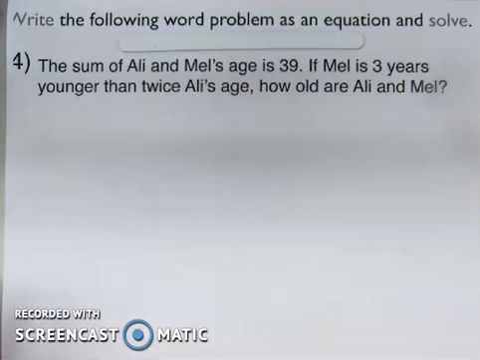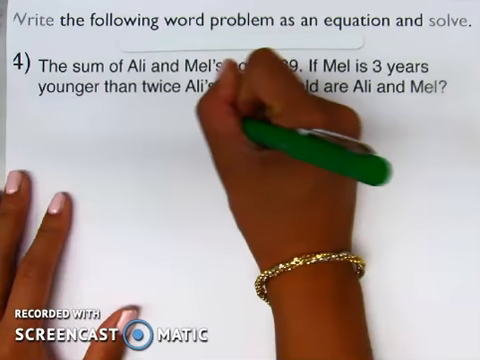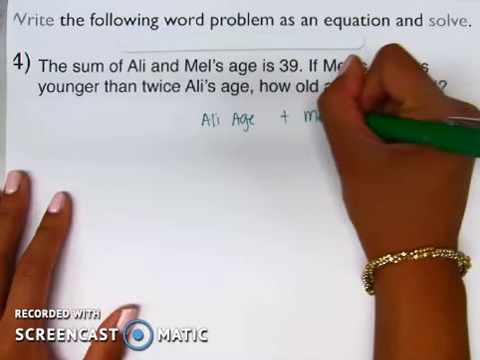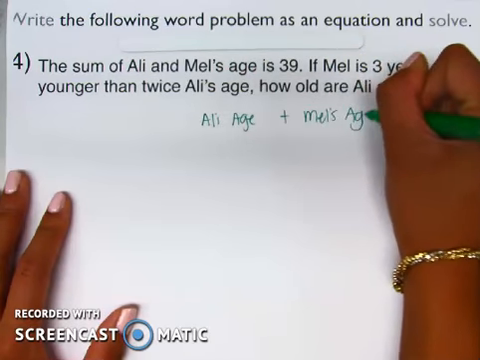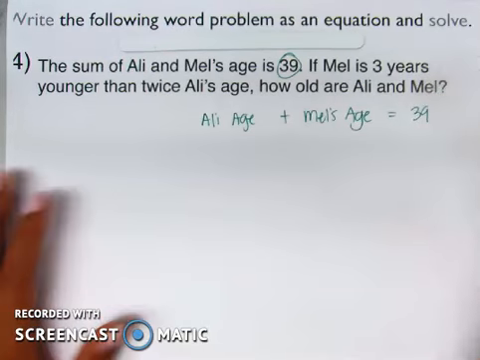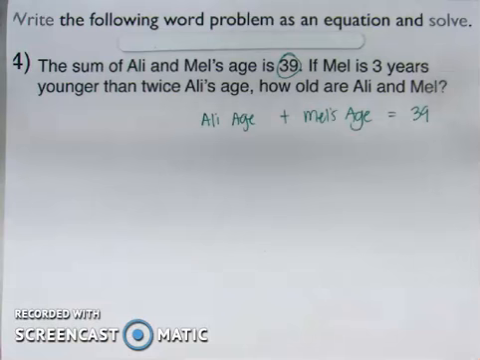So the first thing I want us to understand is we know that Ali's age plus Mel's age is going to equal 39, because their ages is the sum. The sum of their ages is 39.